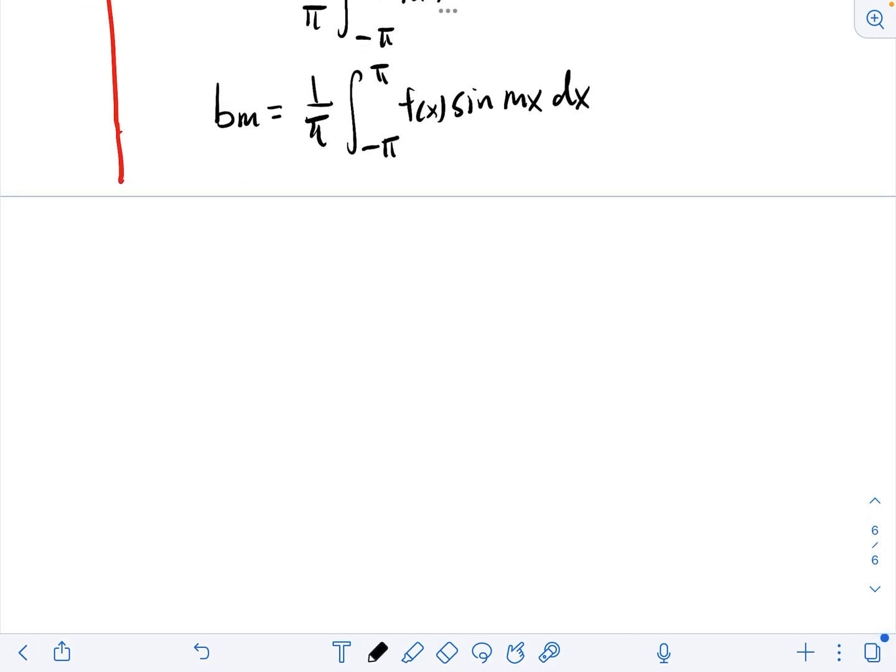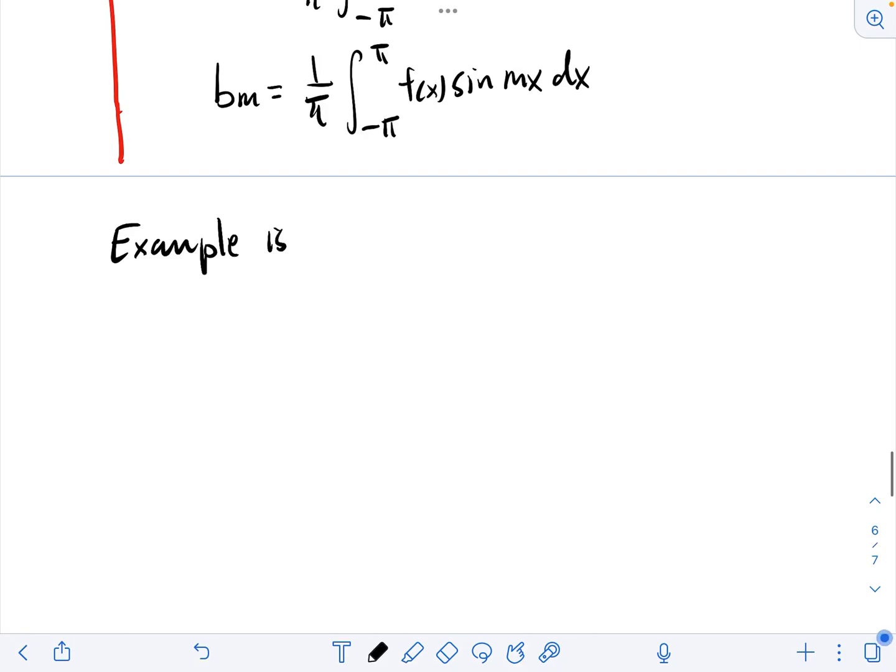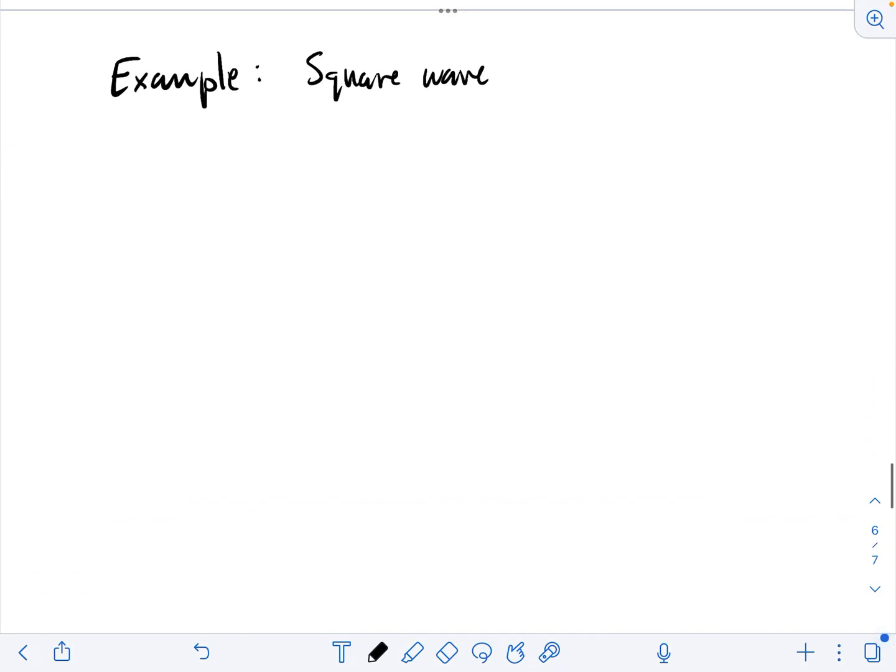Example, a square wave. So we'll make a square wave that's periodic on minus pi to pi. So it'll look something like this. Here's f of x, which is going to be our square wave.